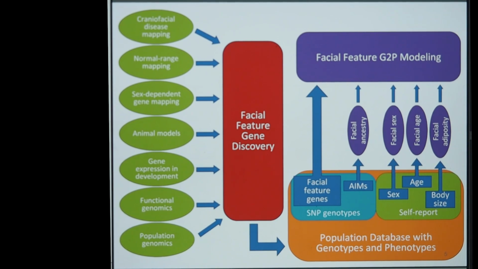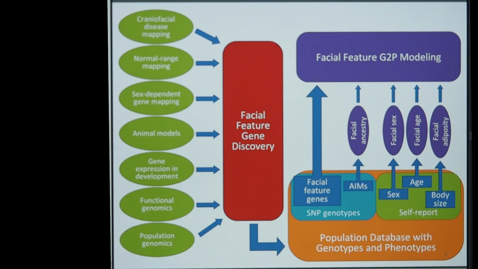Normal range mapping, that's a lot of what we're doing and what I'll be talking about today. Sex-dependent gene mapping: there are distinct differences between males and females of the human species in their face. You have to remember too, humans differ sexually or across the sexes in ways that not all other apes do. There's a lot of unique aspects of the evolution of our species and other species, in terms of sexual dimorphism. And sexual selection is definitely an important force in guiding those differences.